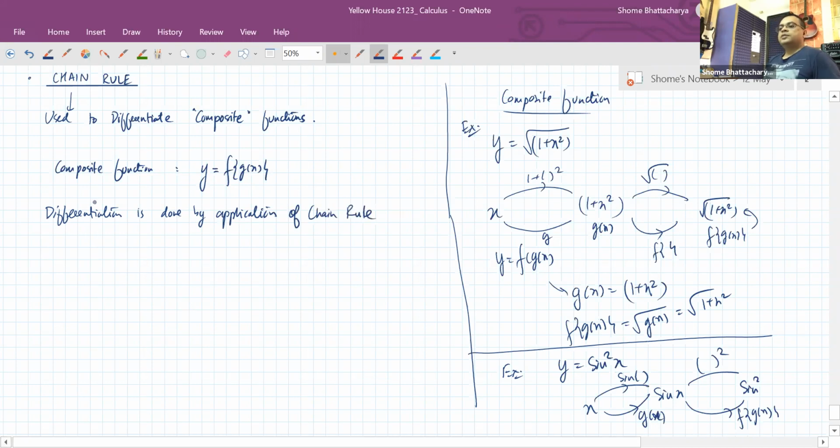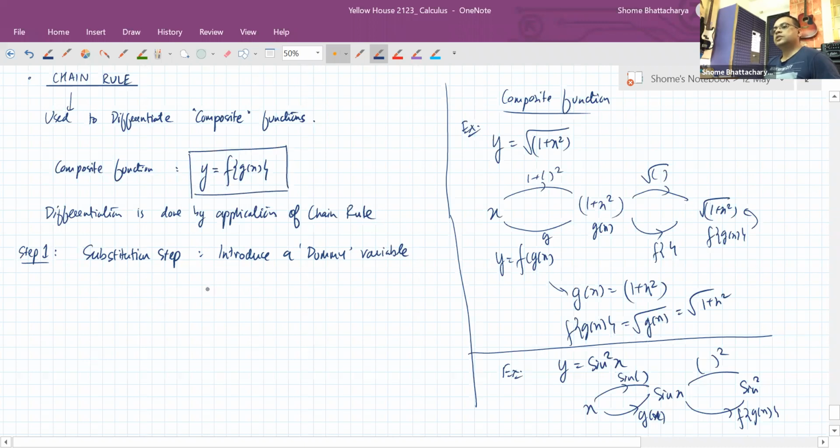Okay. So this chain rule application involves 3 steps, which you have to understand very carefully. Step number 1 is what we call the substitution step. In this, we introduce or substitute a dummy variable. For the function y is equal to f of g of x, we will substitute a dummy variable z, which is g of x. So z should be equal to whatever we have operated f on. So that is our dummy variable z. So y in turn becomes f of z.